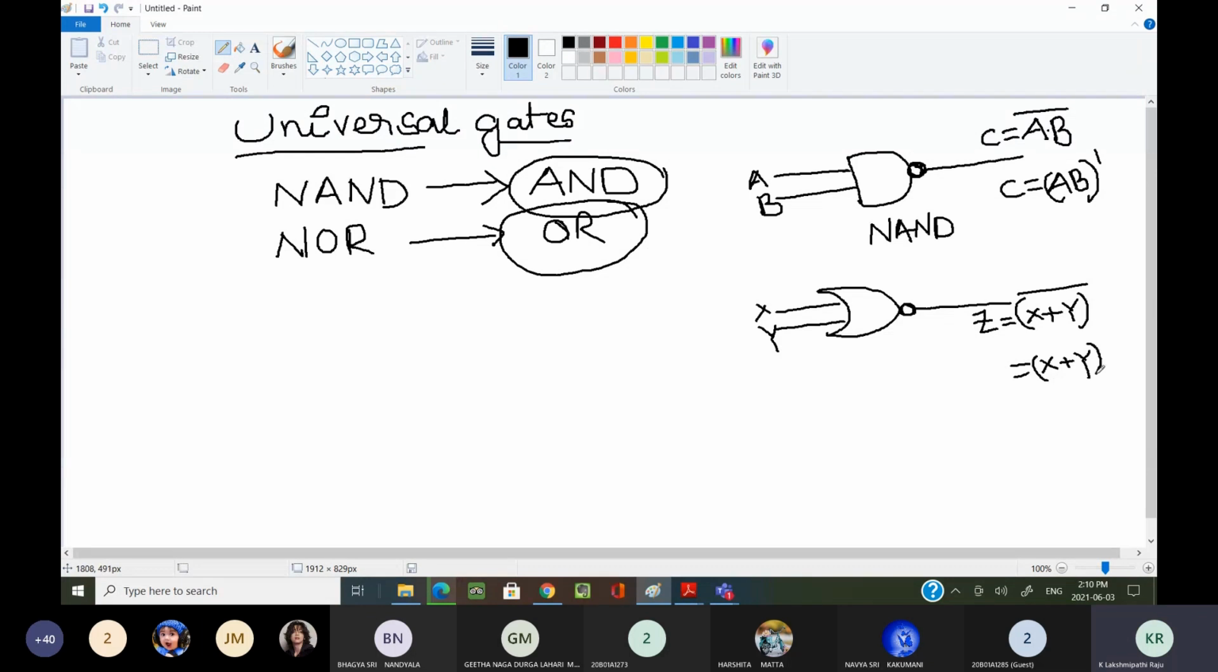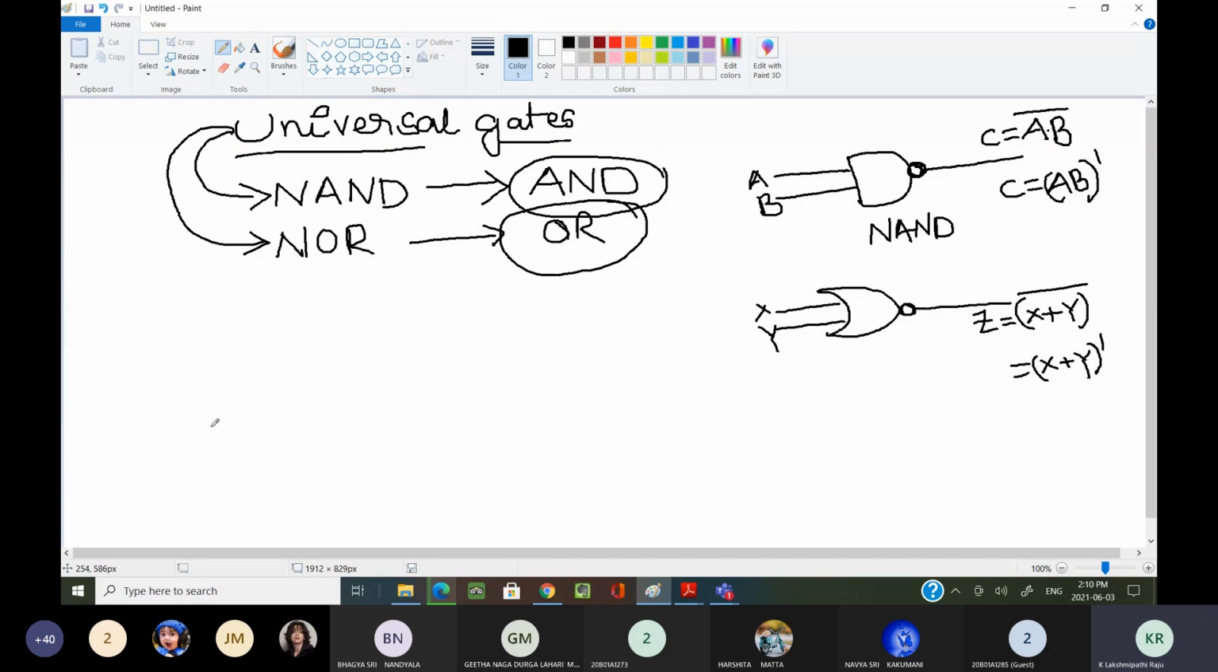I hope you are understanding what I am saying. These are the two universal gates. Why are we calling these gates universal gates? Because by using these two gates, we can design any kind of gates.